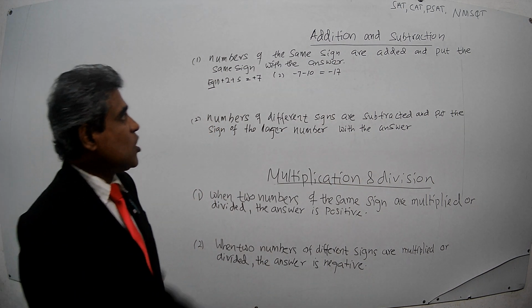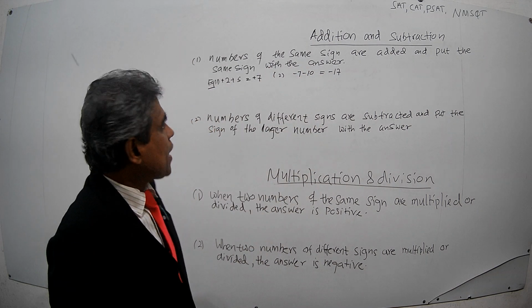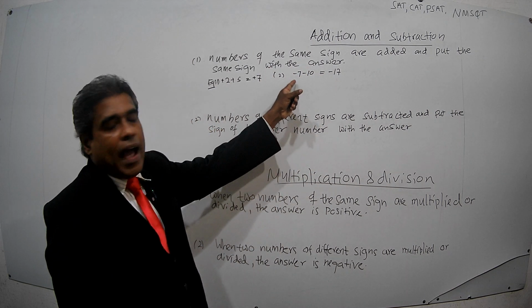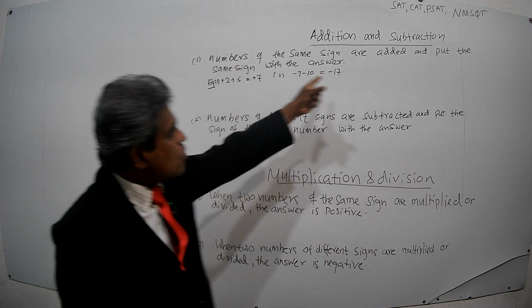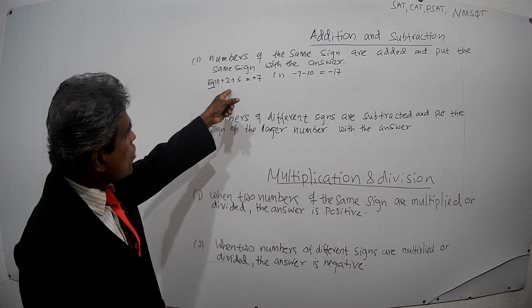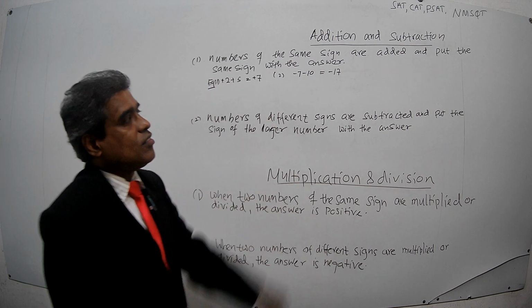The application of the rule depends on whether the numbers to be added or subtracted have the same sign or different signs. This is the case where the numbers have the same sign. When the numbers have the same sign, you add them and put the same sign with the answer.